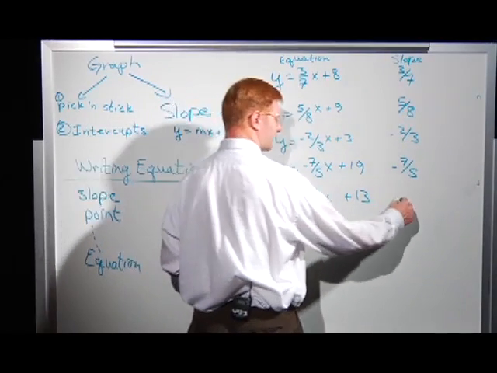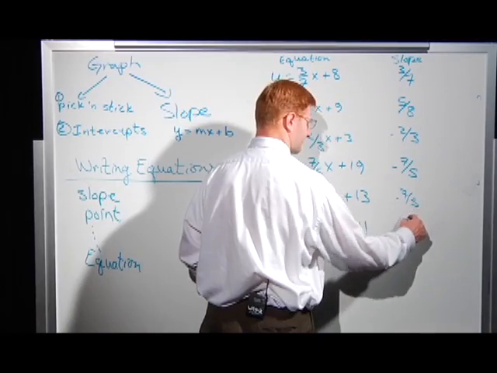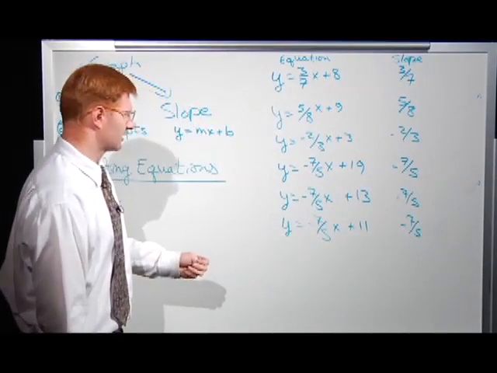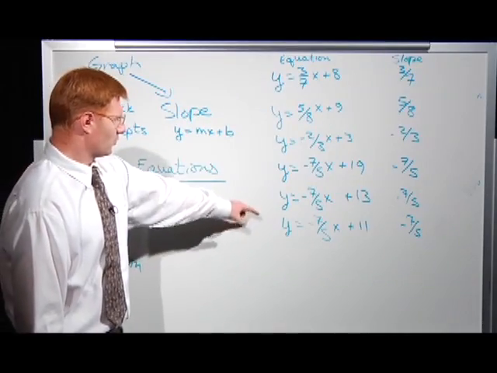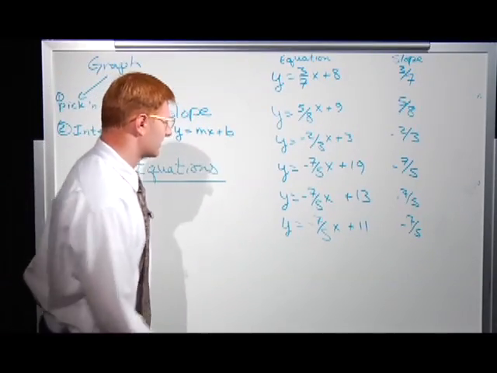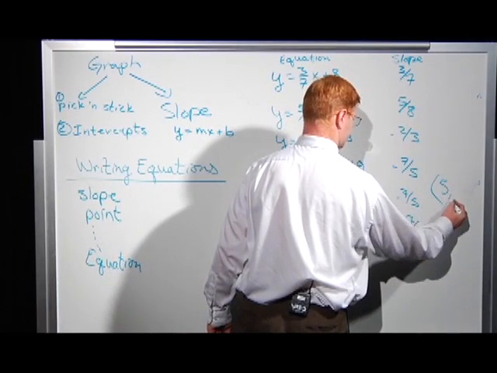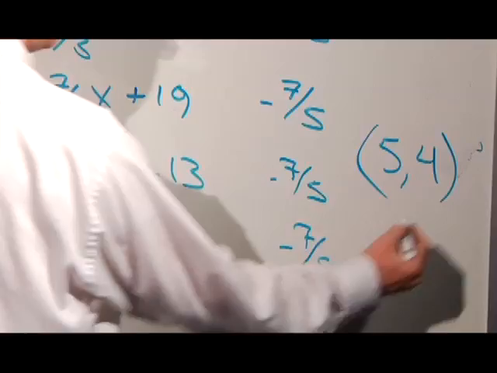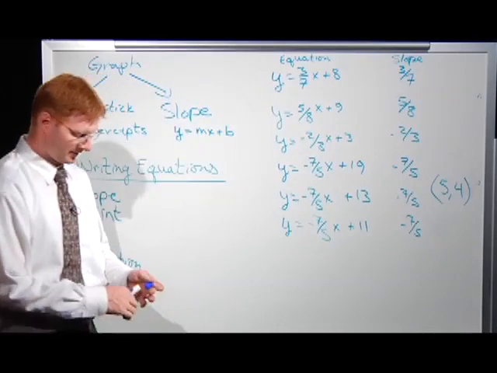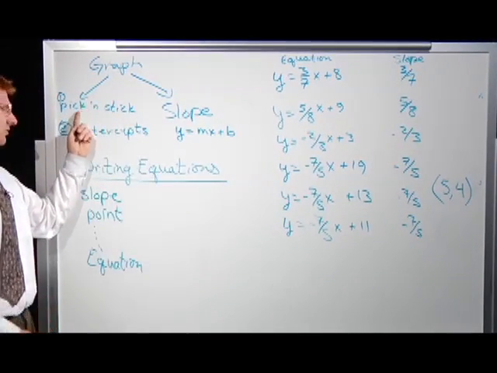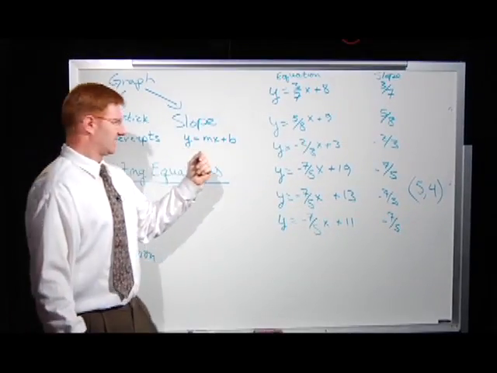I say, okay, which one of these? They all have slope of negative 7/5, which is a good opportunity to talk about parallel and perpendicular. But which one of these goes through this point, 5, 4? Now, this may cause them to reflect back and say, okay, so what does that mean?